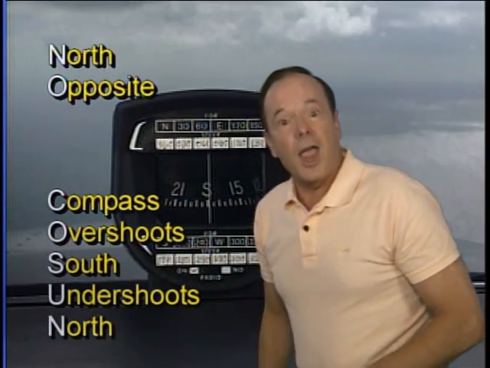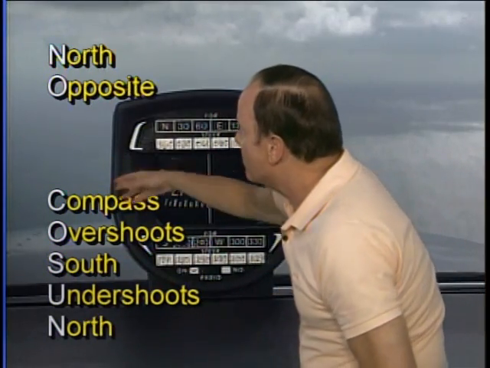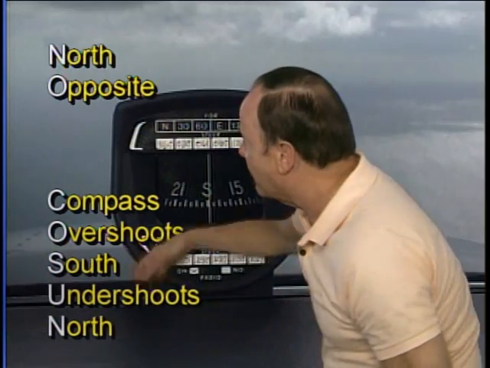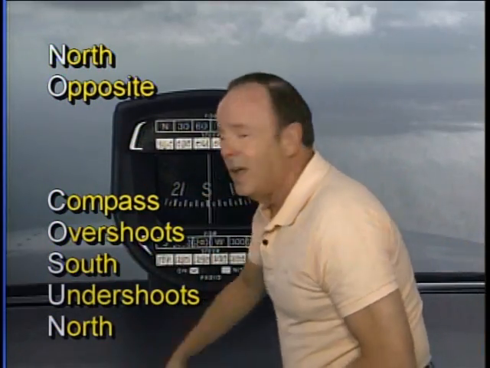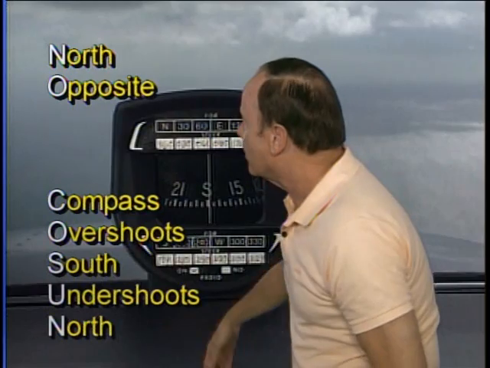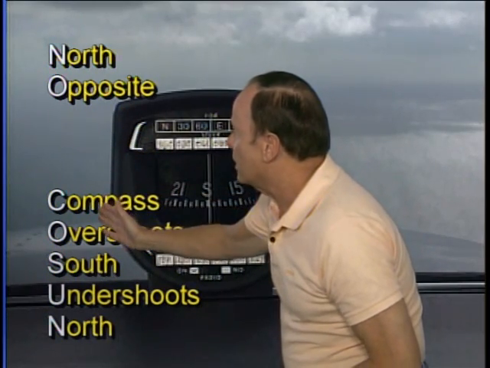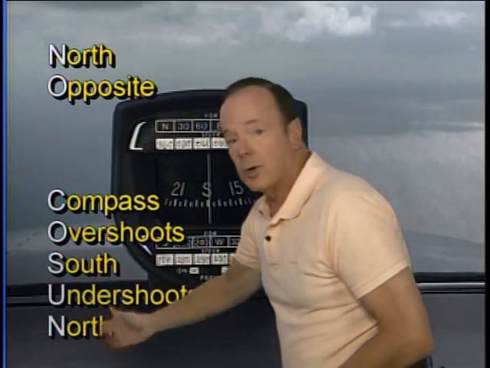And the word I use to remember that is the word we're all very familiar with, cosin. I'm sorry, I have absolutely no idea what in Sam Hill the word cosin means. It's a word I made up to help remember the compass overshoots in turns near headings of south and undershoots in turns near headings of north.